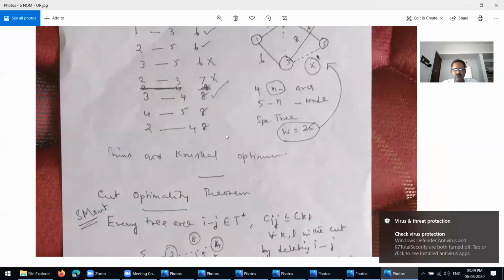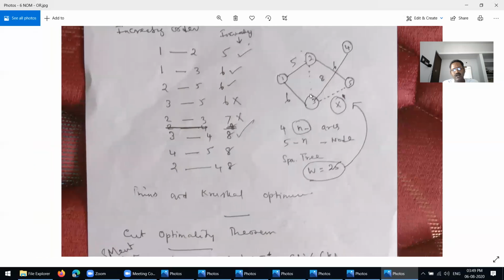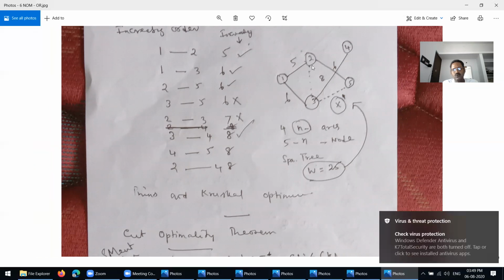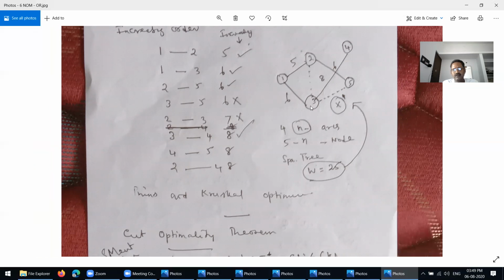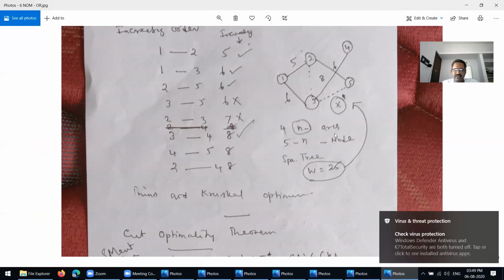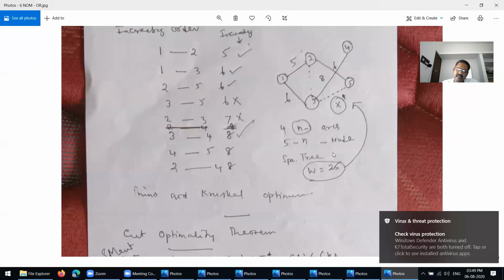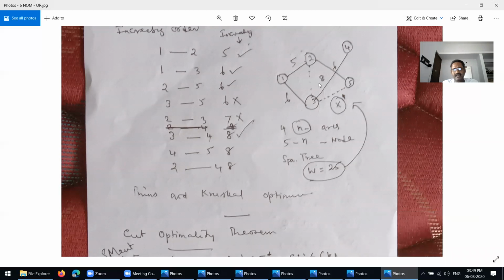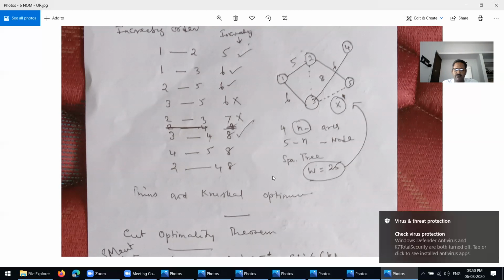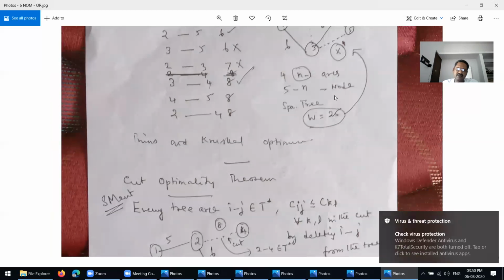So now we see here, how many nodes? 1, 2, 3, 4. 4 nodes connected. How many arcs? N nodes, N minus 1 arcs. So 4 nodes and 3 arcs. So what's the weight here now? 6, 11, 19, 25. So the weight also is 25.